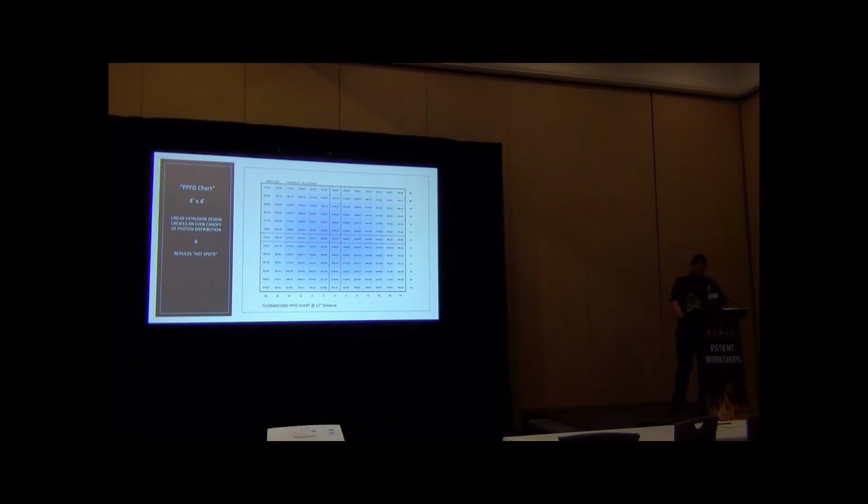So this is the PPFD chart. We tested in-house. Again, the linear extrusion design creates an even canopy of photon distribution. So you guys can see through this color map here how even that light is distributed. And this is in a 4x4.